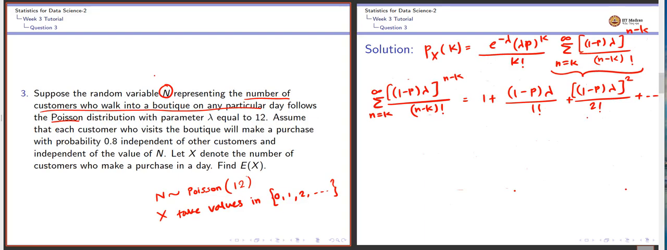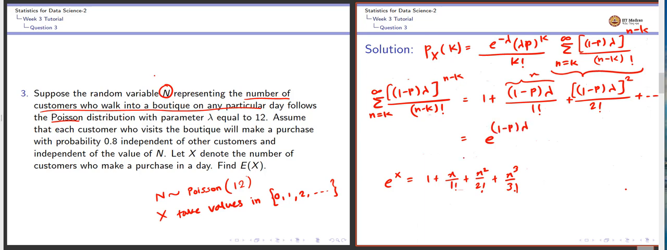So you can see here, this is the exponential series, right? So how can we write the exponential series, or exponential expansion? This is written as e to the power x. So x here is this. We know that the expansion of e to the power x is equal to 1 plus x upon 1 factorial plus x square upon 2 factorial plus x cube upon 3 factorial. So here x is 1 minus p into lambda, so I can write this expansion as e to the power 1 minus p into lambda. Okay, so this is the summation of n from k to infinity of 1 minus p into lambda to the power n minus k divided by n minus k factorial.